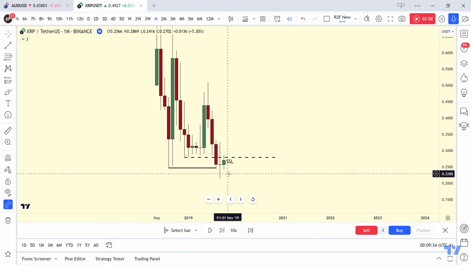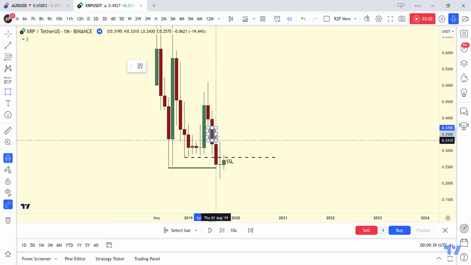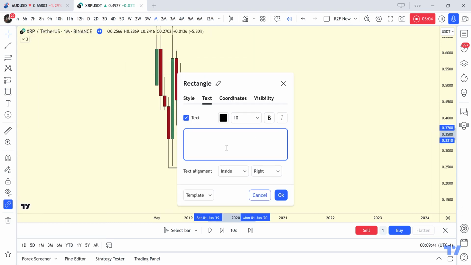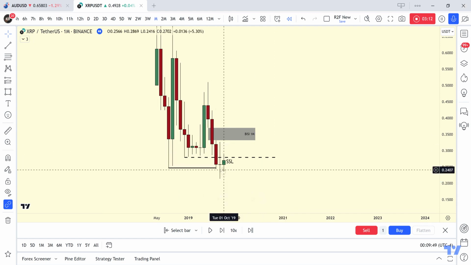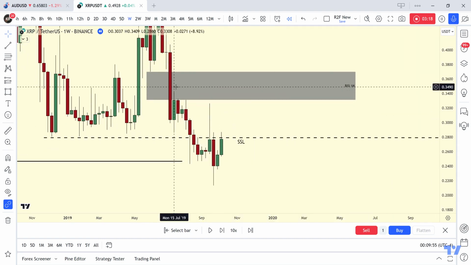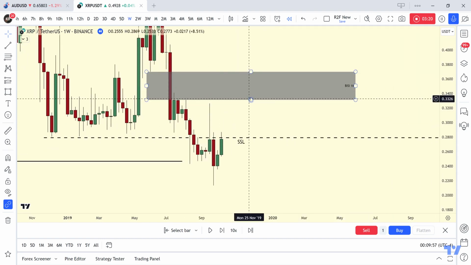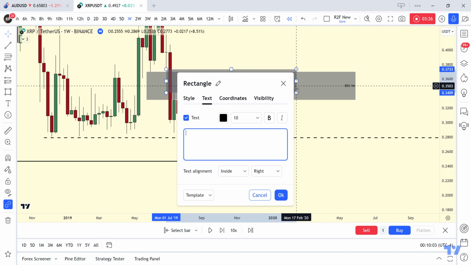Okay. I'm going to go to the weekly and maybe find a long to come back into this area, this monthly gap. Okay. So came up once and now we're here. I'm going to go to the weekly, find a trade that comes maybe into this. That's the weekly, right? That's the monthly gap. We've got a weekly one here as well.